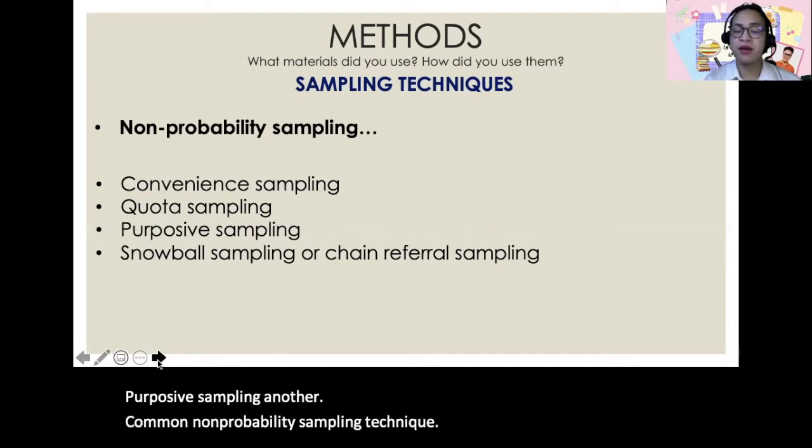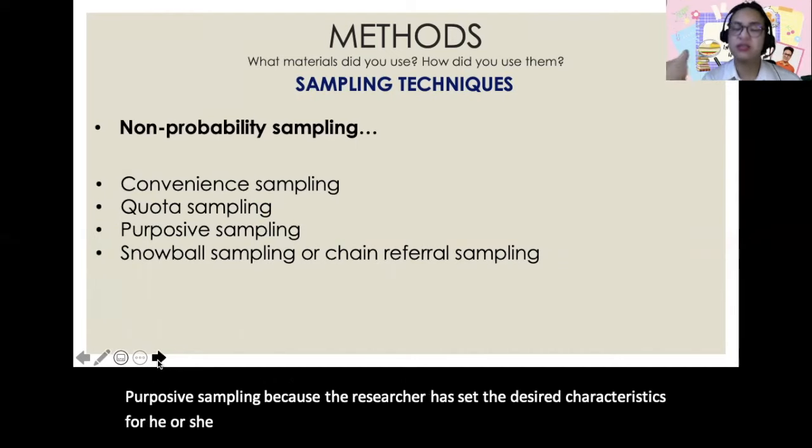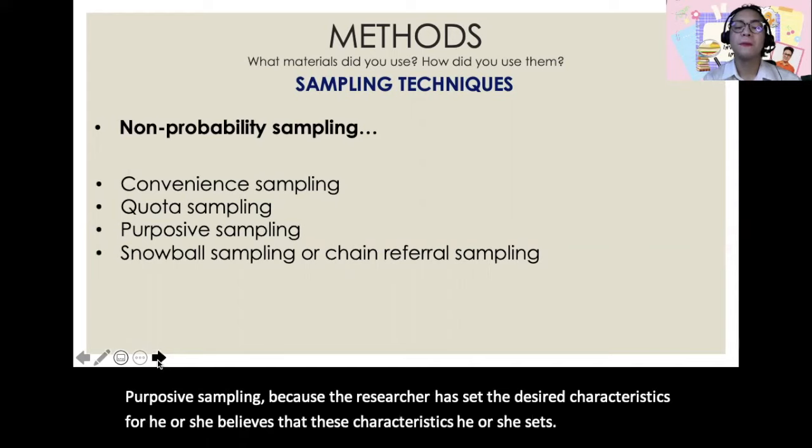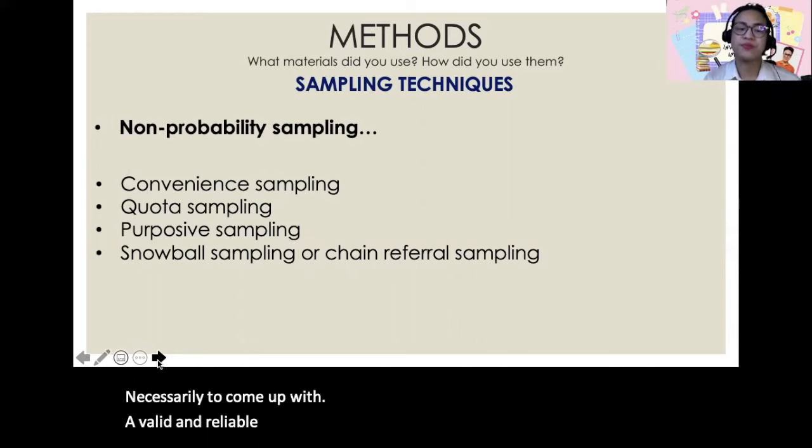Purposive sampling, another common non-probability sampling technique. Purposive sampling, because the researcher has set the desired characteristics, for he or she believes that these characteristics he or she sets are necessary to come up with a valid and reliable research.